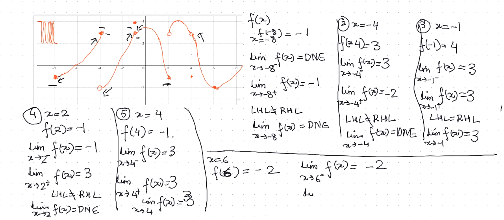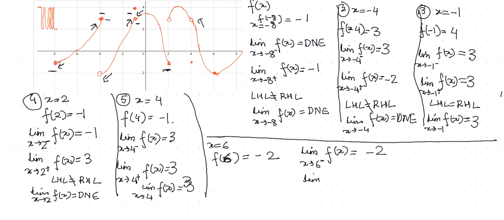And let us see what is happening when function is approaching 6 from right hand side. So when function is approaching 6 from right hand side, its value is -2. We can see here. And value of the function is also -2. So here value of the function as well as limit at 6 is same. Limit x tends to 6 of f(x) is -2.